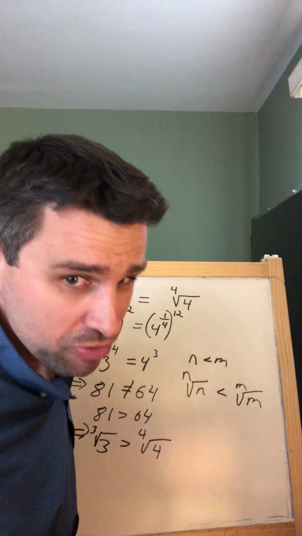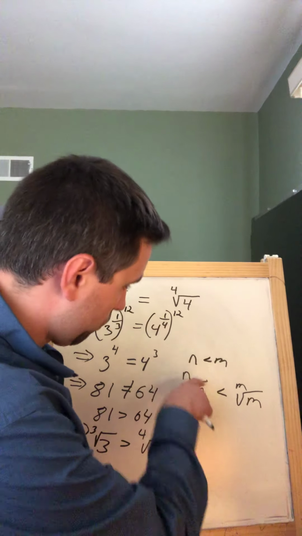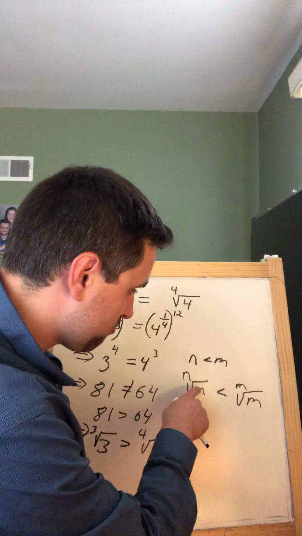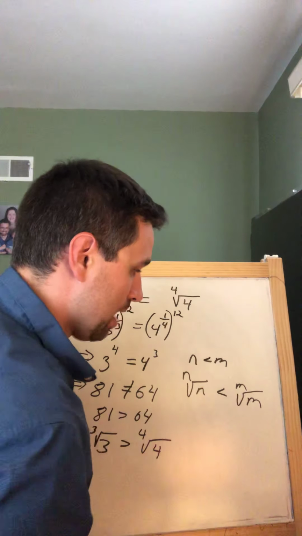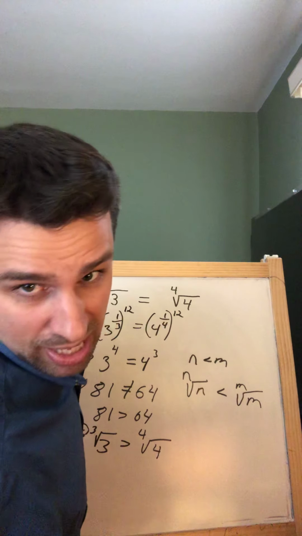Could you somehow prove that? Or you find one situation where n is less than m, and the nth root of n becomes greater than the mth root of m, and we say, oh well, that's definitely not always the case. Is it always the case?